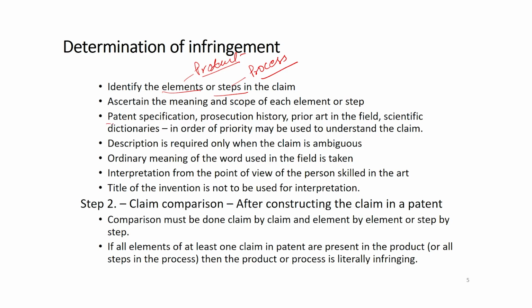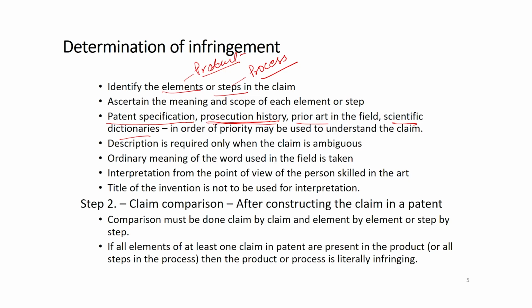How do we give meaning? We can refer to the patent specification. We can refer to prosecution history. What do you mean by prosecution history? The entire communication between the patent applicant and the patent office, which took place during the process of patent grant, will constitute patent prosecution history. We will refer to that also. What did the applicant communicate with the patent office to understand the nature of the claim, the scope of that claim? We can use prior art, we can use scientific dictionaries, but this is the order in which you will rely on all these to understand what? The claim.